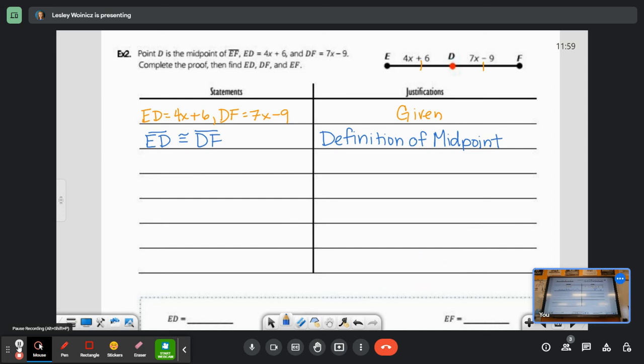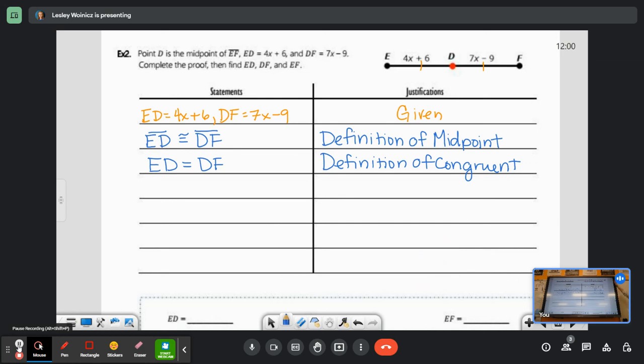The next thing we know is that the two lengths are equal, right? If the figures are congruent, then the lengths are equal. We had that on the front. So we know that the length of ED is equal to the length of DF. And that comes from the definition of congruent.